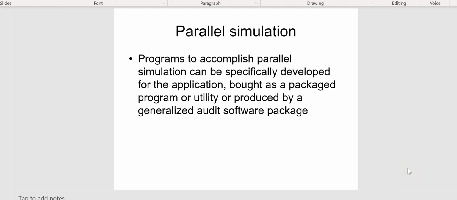So where do we get these parallel systems? We said programs to accomplish parallel simulation can be specifically developed for the application, or they could be bought as a packaged program, or they could be produced by what's called a generalized audit software package. So generalized audit software goes along with parallel simulation, because remember, you need a second system in parallel simulation. And where do you get that second system from? Well, you could build it, but that could take a while. The client can hand you a duplicate copy, but that might not be what you're here to test. So you might need a second system, and that could come from a generalized audit software package or something customized.